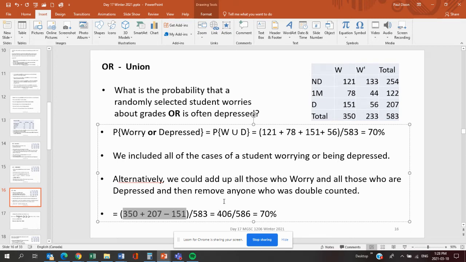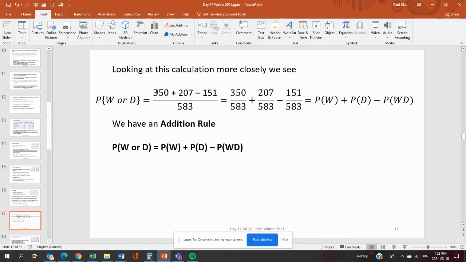But this way, suppose I divide everybody by 583. That's what I did up here. I took each of those numbers, divided them by 583, and rewrote it as three fractions. The first bunch here is really the probability of worrying, 350 worry out of 583. And this represents those that are depressed, 207 out of 583. And then I'm subtracting off those that are both.